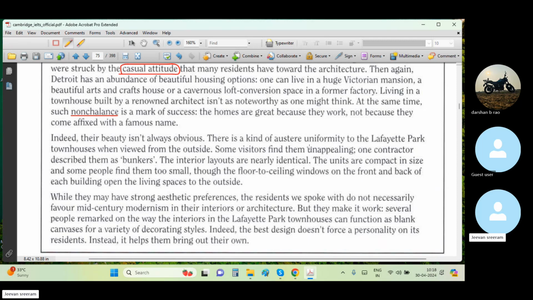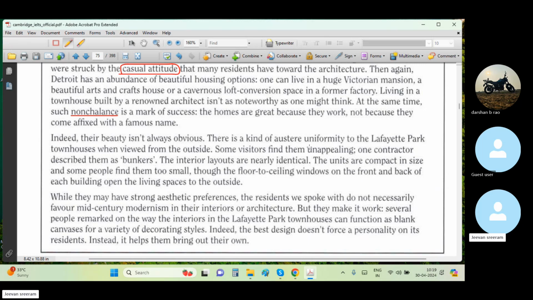Some visitors find them unappealing. Some visitors find them unsuitable, not as beautiful or as great as one would think. Unappealing means tasteless, not beautiful. One contractor even described them as bunkers. They are looking like bunkers.